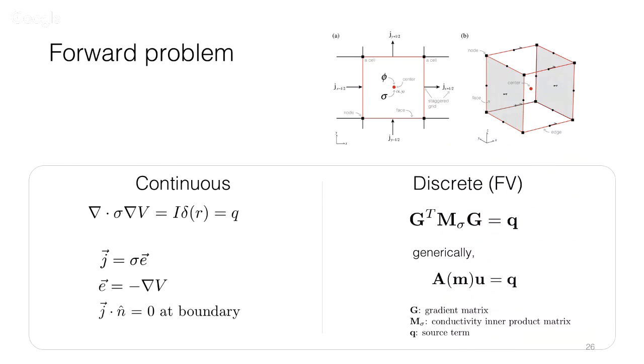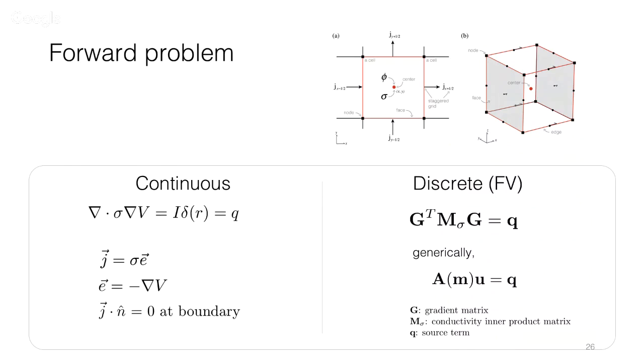So we've got Ohm's law, J is equal to sigma E, and then E is equal to minus grad V, and then J dot n is going to be equal to 0 at our outside boundary. So we need to have a volume that's large enough so that all the currents die. So how do we do that?